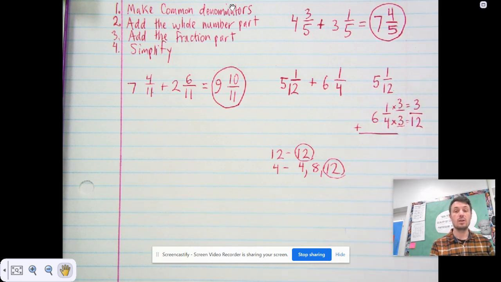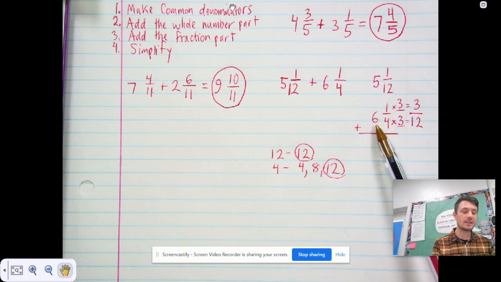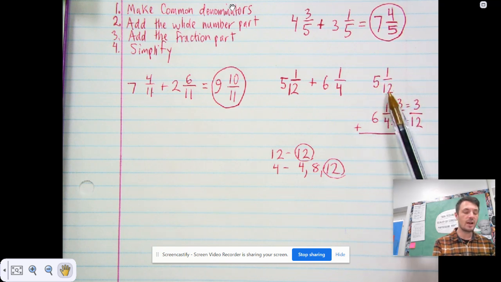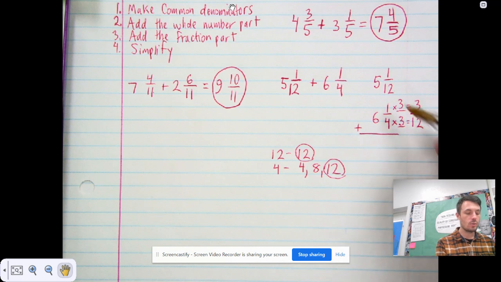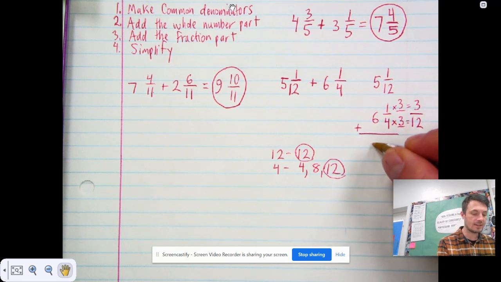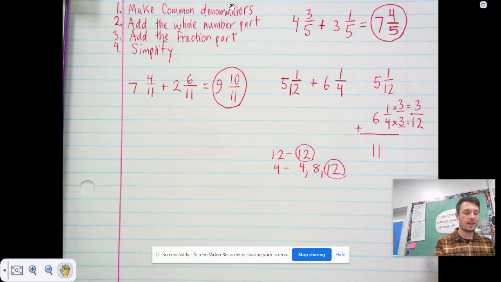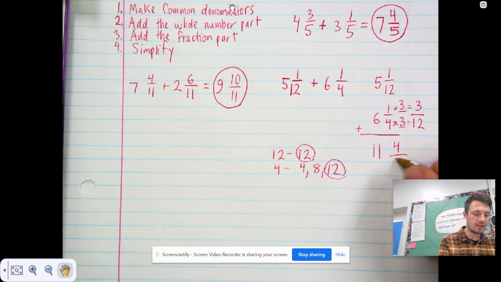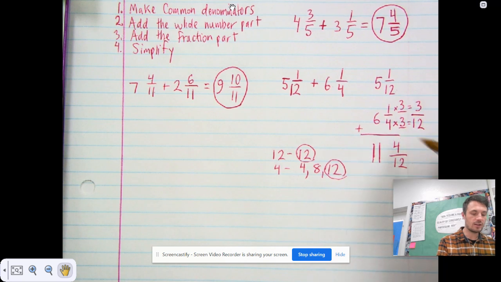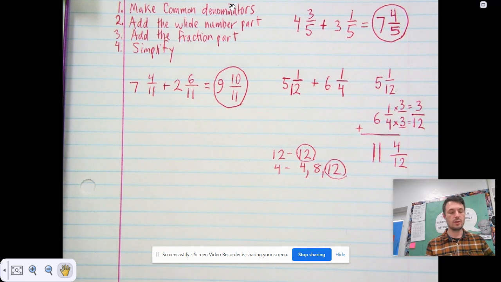So that means we're ready to add. So 6 and 1/4 means the same thing as 6 and 3/12, but now we can add it to 5 and 1/12 because we have like fractions. We have the same denominator. Okay, step 2 is add the whole number part. We have 5 plus 6, and that's 11. Then we add the fraction part. 1 plus 3 is 4, and the denominator 12 stays the same. So our answer is 11 and 4/12.